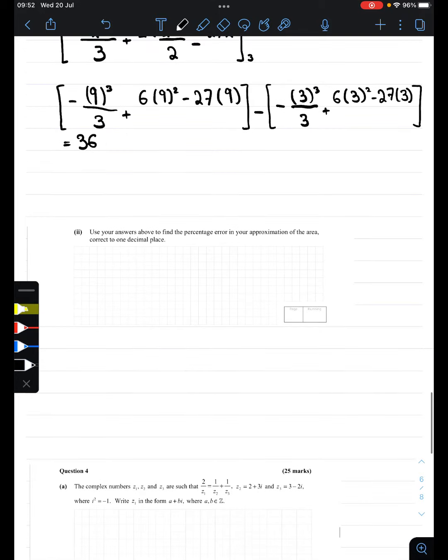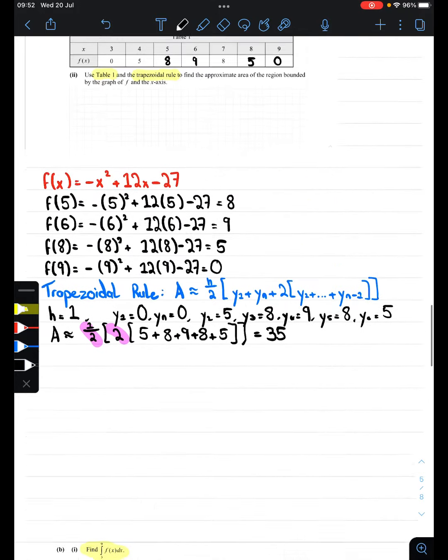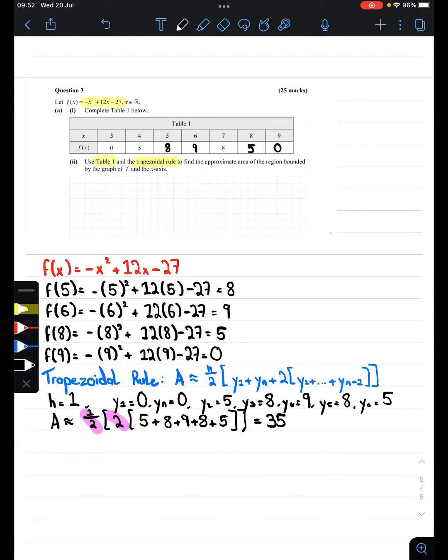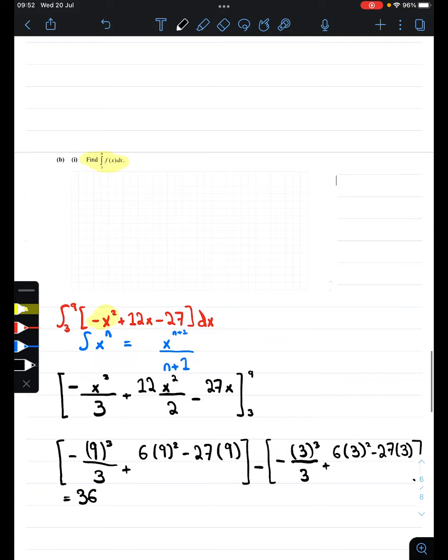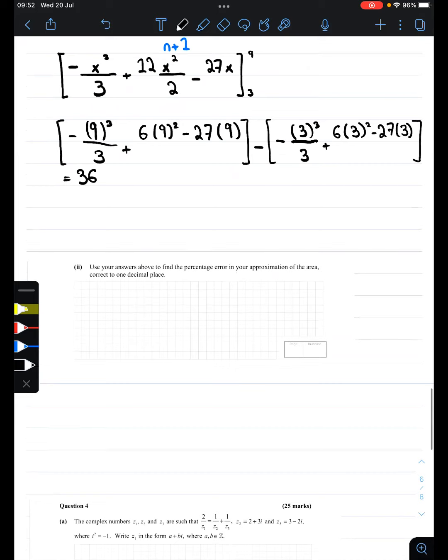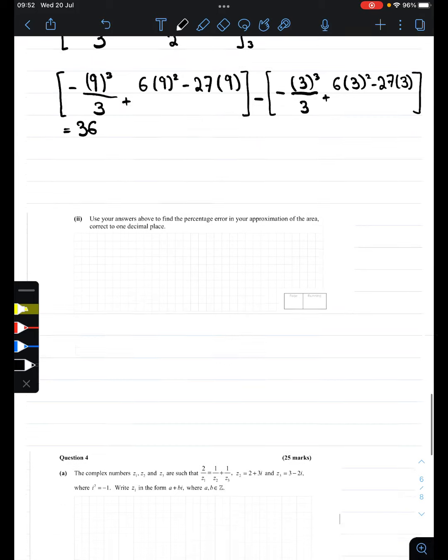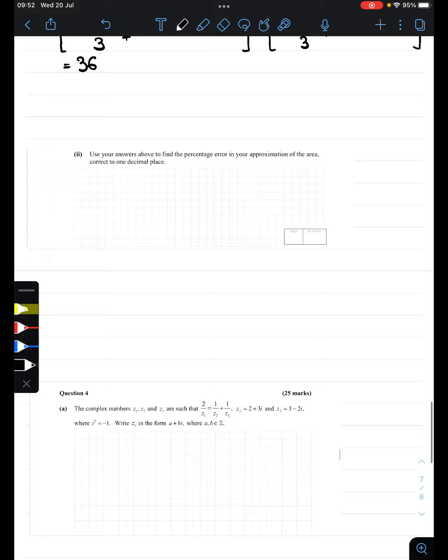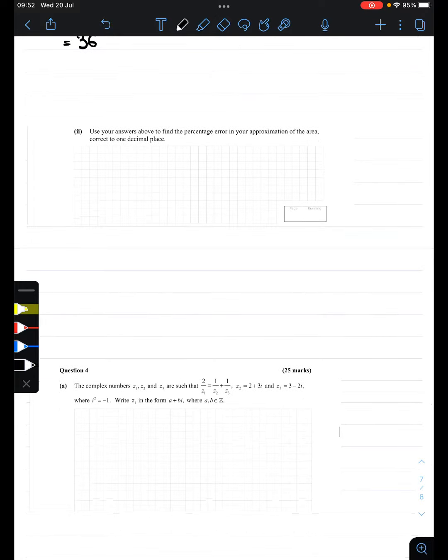Okay, so use your answers above to find the percentage error in your approximation of the area, correct to 1 decimal place. Actually, let's just put our answers in. So our answer here was 35. Our answer here was 36. Okay, so what's important here? We need to find the percentage error in our approximation of the area, correct to 1 decimal place.